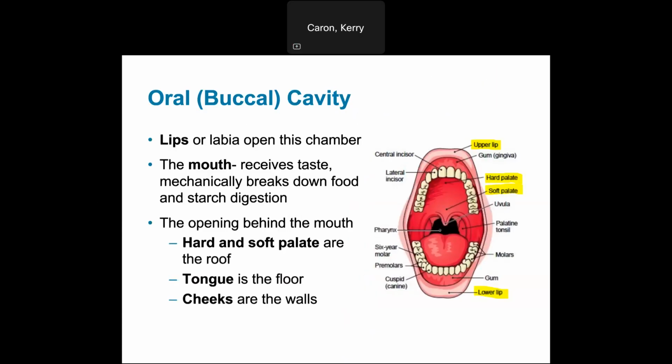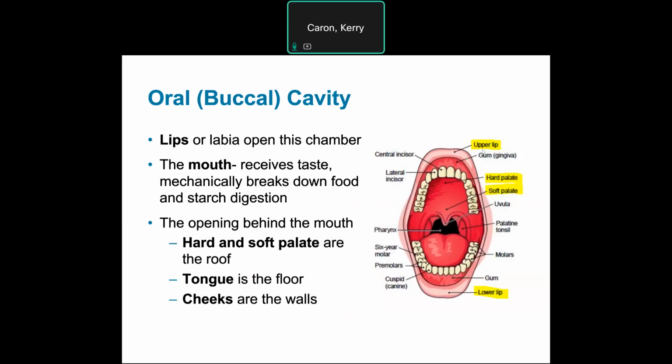Okay, so we'll start at the oral or buccal cavity. Buccal really means cheeks, oral meaning mouth. So we have the lips or the labia of the mouth. The mouth receives taste. It mechanically breaks down food. Starch digestion begins in the mouth. We have the hard and soft palate or the roof of the mouth. We have the tongue at the floor of the mouth, and the cheeks are the walls.